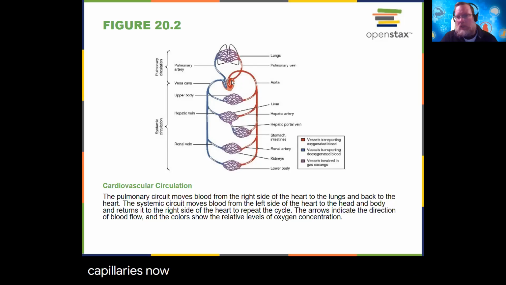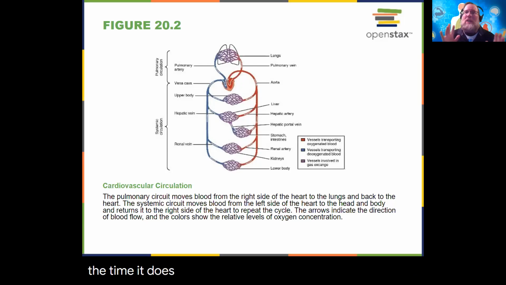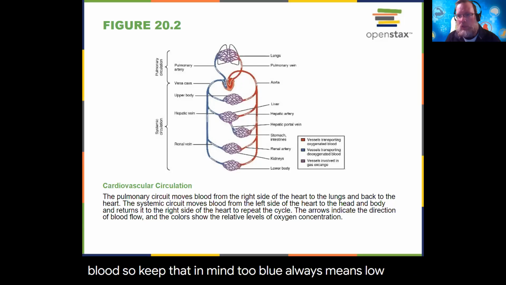Now, I do want to reiterate that red means oxygenated. It doesn't, however, mean artery. Most of the time it does, okay? But it always means oxygenated blood. So keep that in mind too. Blue always means low oxygen blood.